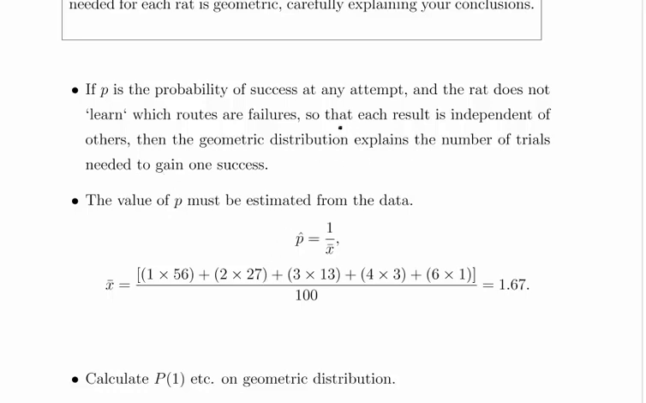Now this part is important. Well, p can be specified from the data, but there is a very important assumption here, that each rat does not learn which routes are failures. So if it goes in for a second time, it does not remember what it did the first time. It's starting as if it was the first attempt each time. That is required for us to say that each result is independent of the others.